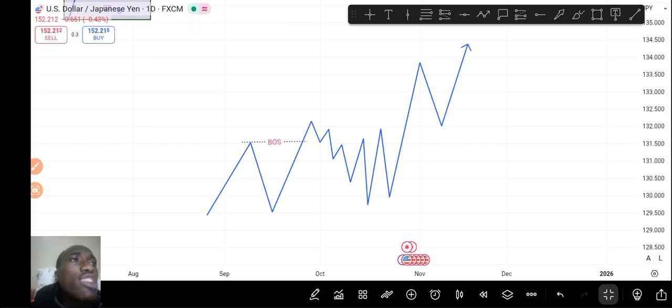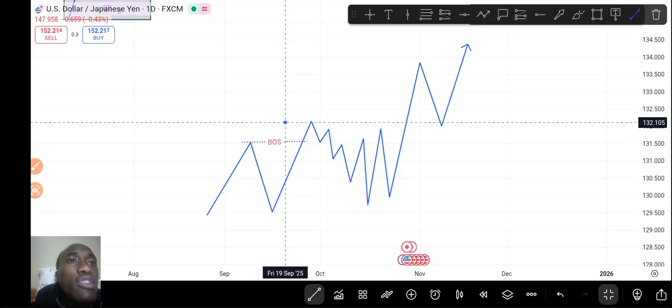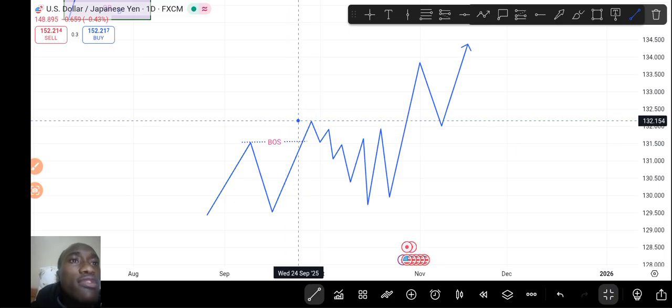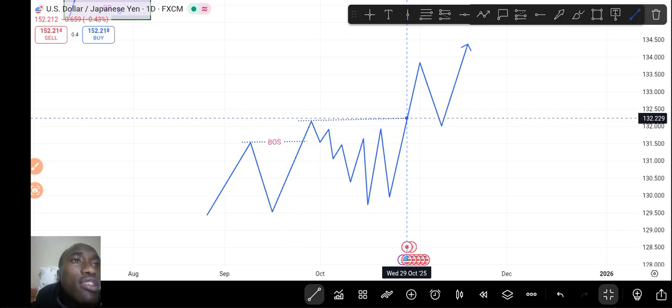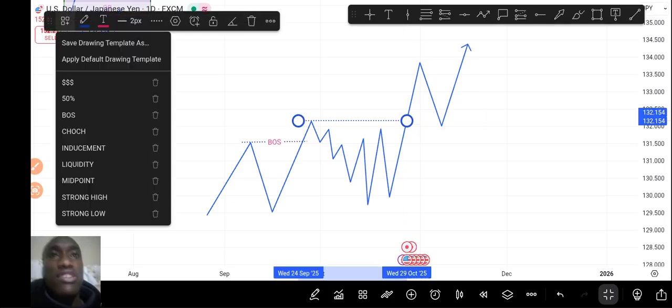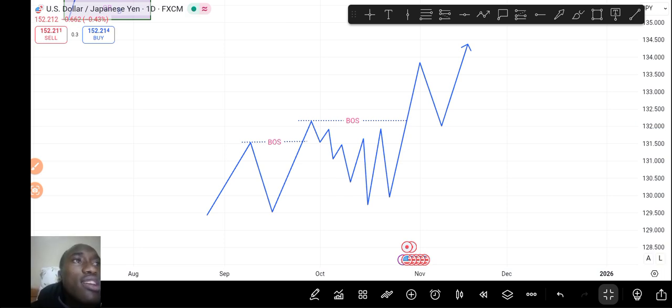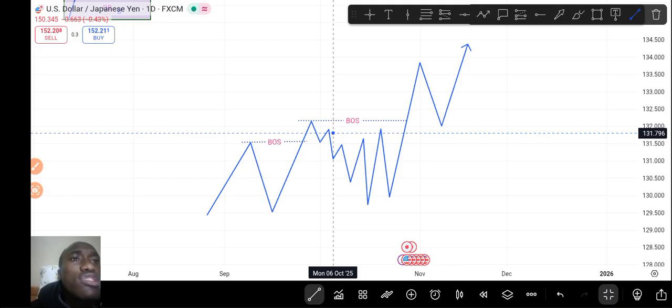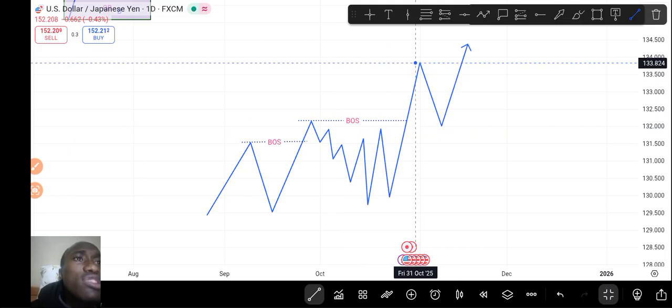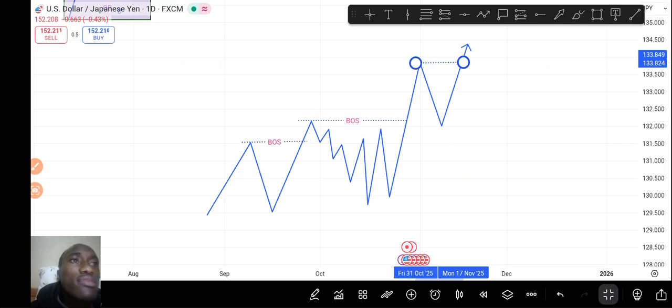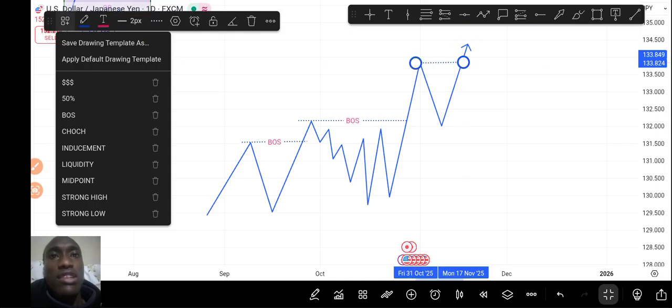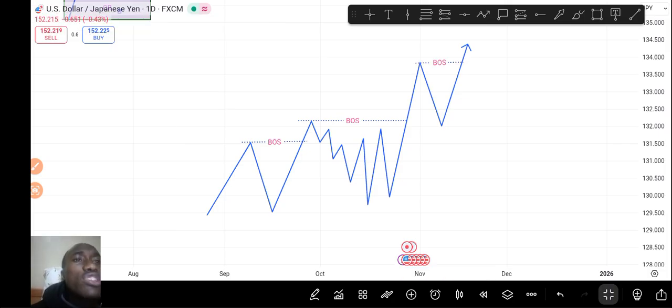We'll talk about valid break of structures after you have understood this one. This is a valid break of structure. This is a break of structure to the upside. And then this is a break of structure because the prices are breaking structures to the upside. Look at this. This is a break of structure to the upside.